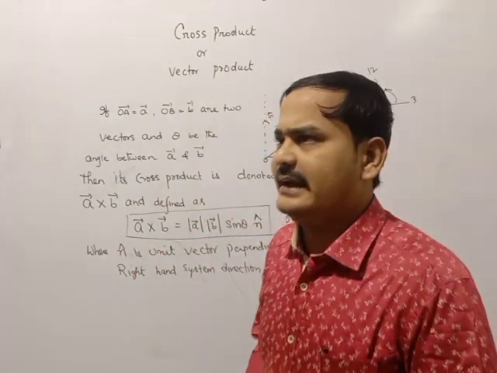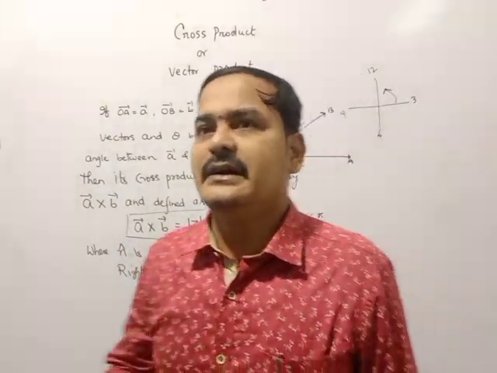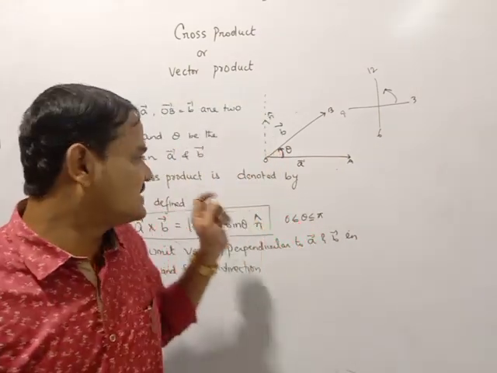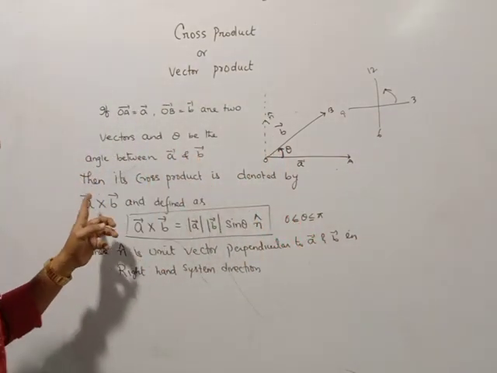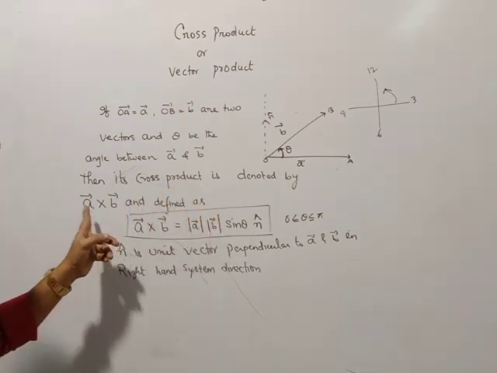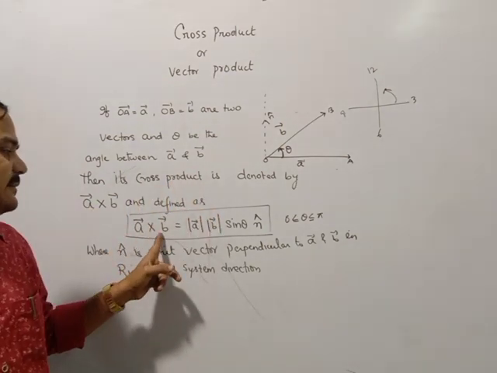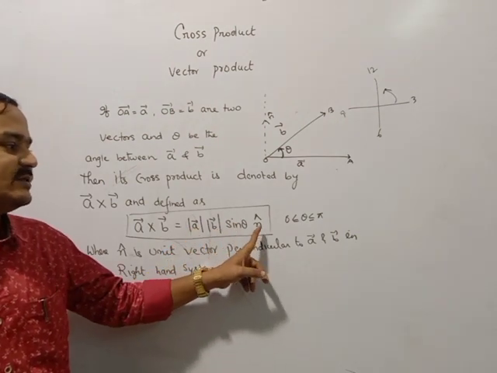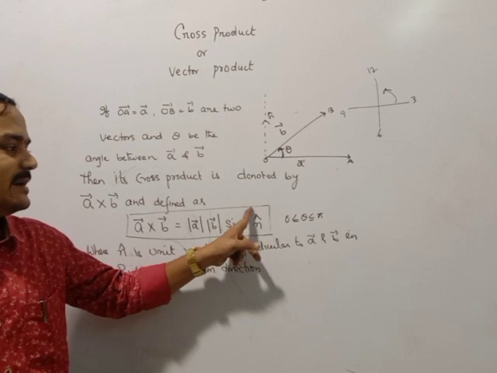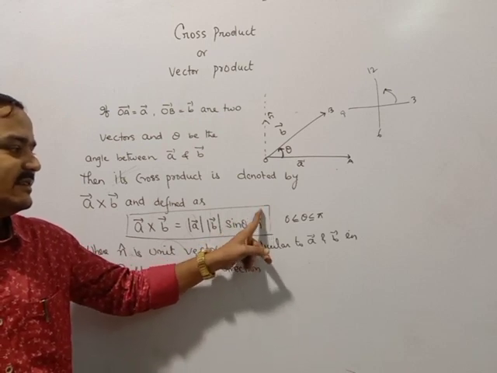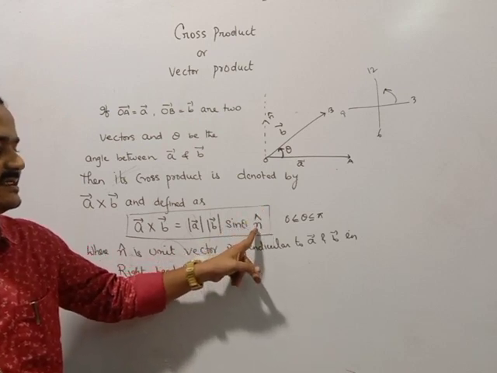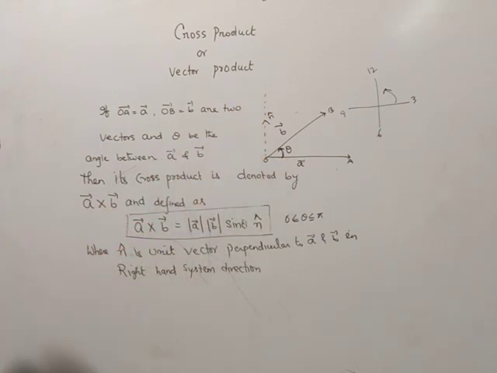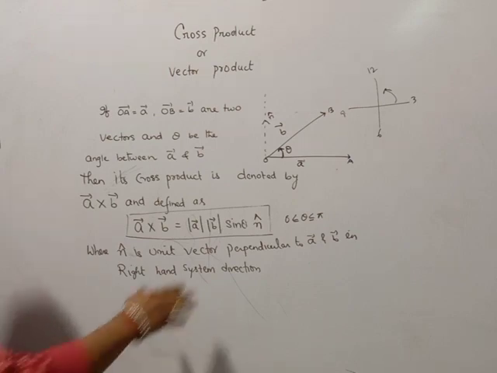See, again I am repeating the concept. If A bar, B bar are any two vectors and theta is the angle between them, then the cross product is denoted by A bar cross B bar and defined as A bar cross B bar equal to mod A bar into mod B bar into sin theta into n cap. Here n cap is multiplied to give the direction to the vector. So n cap is a unit vector, perpendicular to both A bar and B bar. This is the formula.